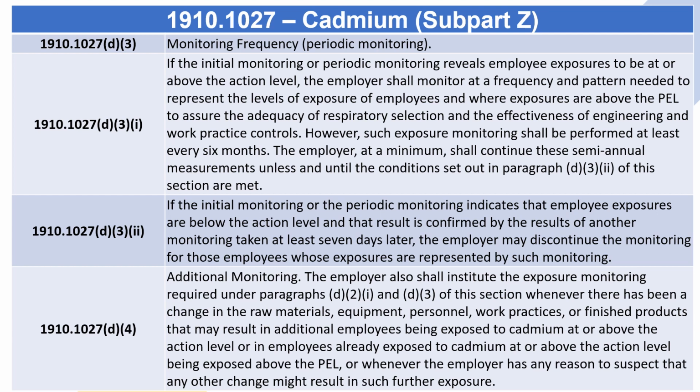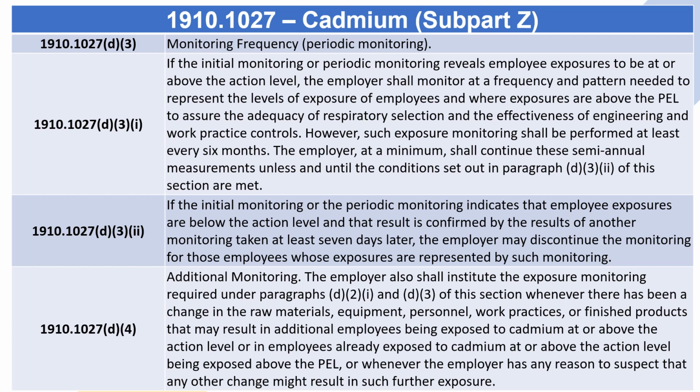1910.1027(d)(3), Monitoring frequency, periodic monitoring. 1910.1027(d)(3)(i), If the initial monitoring or periodic monitoring reveals employee exposures to be at or above the action level, the employer shall monitor at a frequency and pattern needed to represent the levels of exposure of employees and where exposures are above the PEL to assure the adequacy of respiratory selection and the effectiveness of engineering and work practice controls. However, such exposure monitoring shall be performed at least every 6 months. The employer, at a minimum, shall continue these semi-annual measurements unless and until the conditions set out in paragraph (d)(3)(ii) of this section are met.